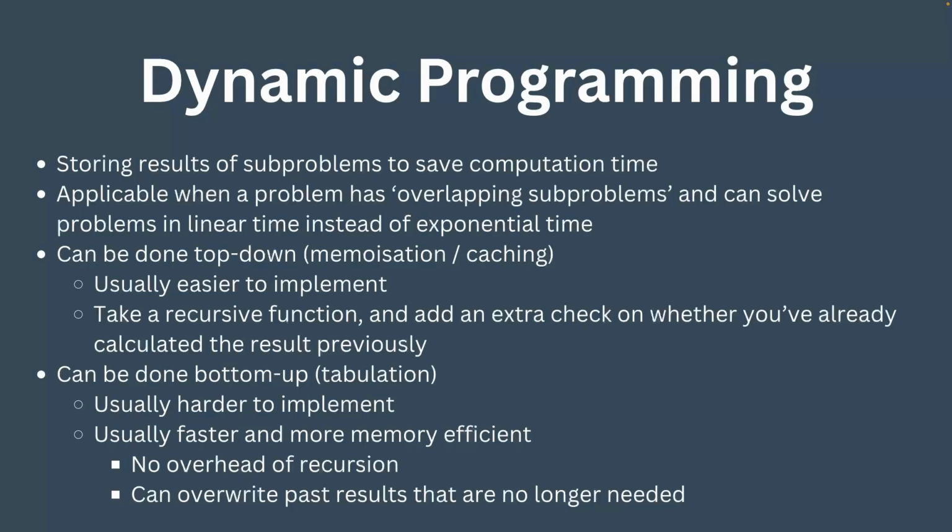a point where you know for sure that you won't need any older results, and so you can kind of overwrite them, which lets you often improve the memory in asymptotic complexity. So it might bring the memory down from n squared to O of n. I'll go through an example of that in a second.